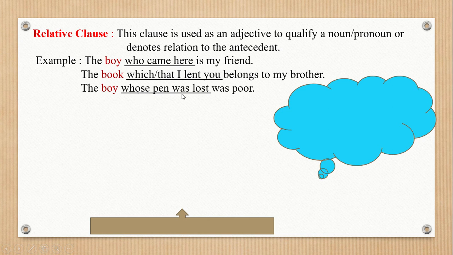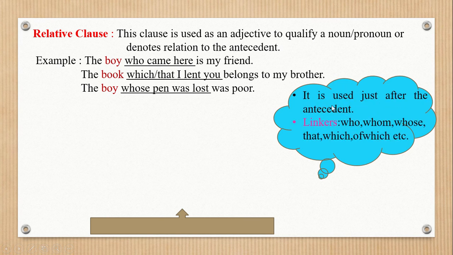So for relative clauses you should remember that a relative clause is always used just after the antecedent and linkers like who, whom, whose, that, which, of which are used. Sometimes adverbial linkers are also used, that is why, where, when, how, etc. But most frequently these types of linkers are used here.